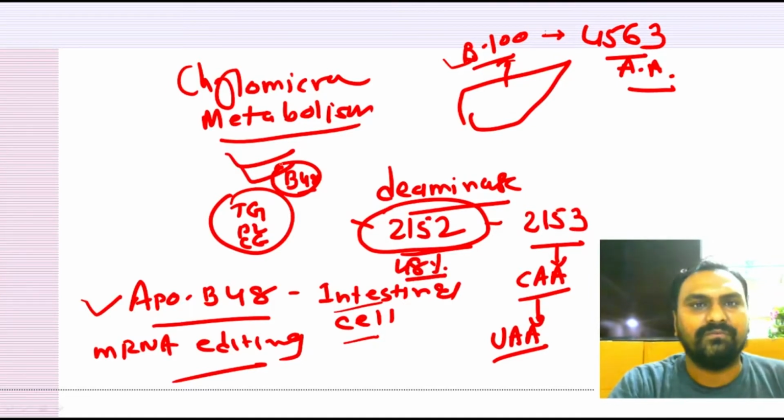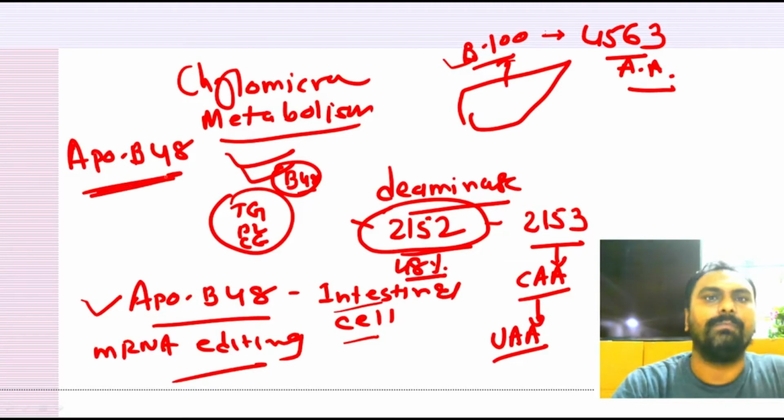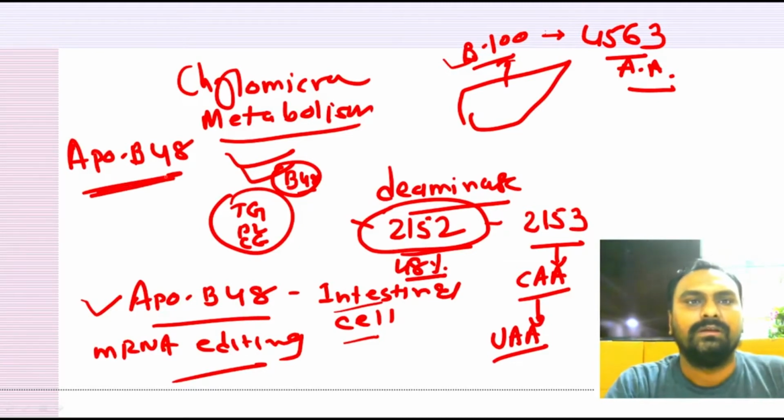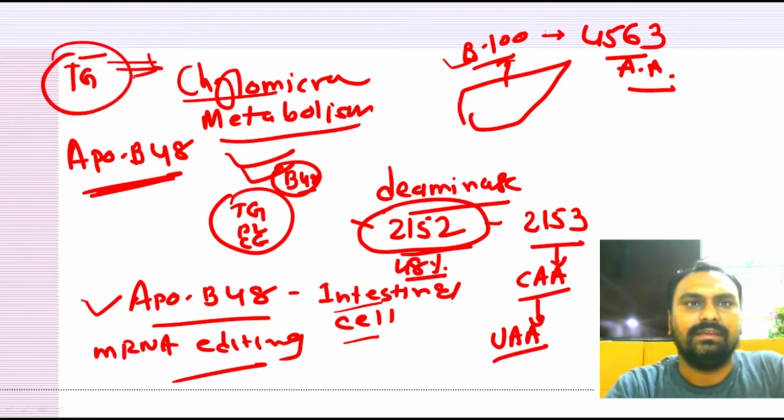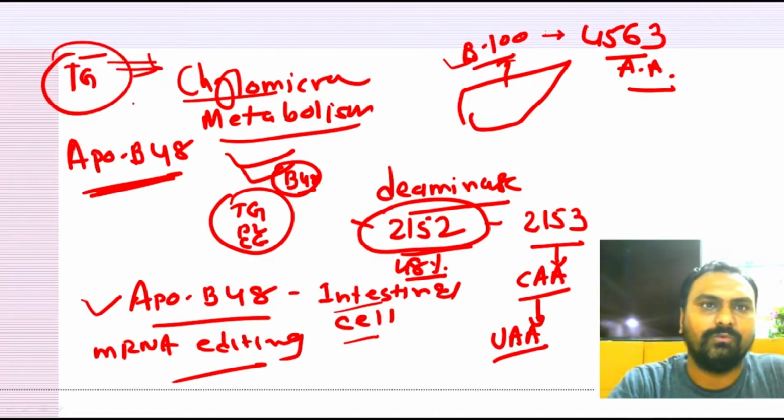Okay, so if someone asks which is the major apoprotein in chylomicrons, your answer should be ApoB48. That is frequently asked in competitive exams. And the highest concentration of triglyceride is present in the chylomicron. So highest triglyceride in the case of chylomicron, that you have to remember specifically. Right. Now coming to the metabolism.